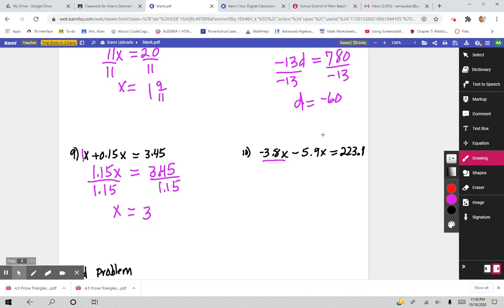Okay, we have like terms here, so we can put those together. So this is going to be negative 9.7x equals 223.1. Divide both sides by negative 0.7. So this is DSN, different sign negative, and we're going to get negative 23.